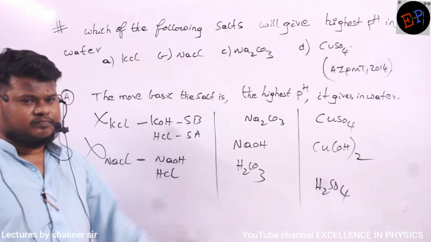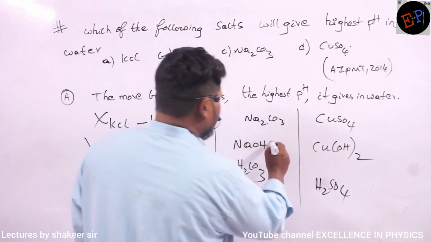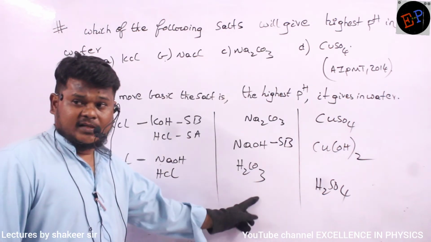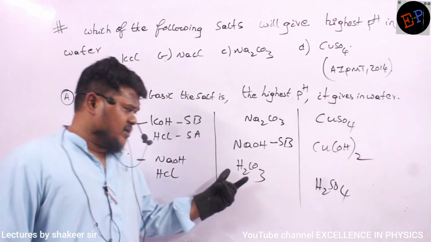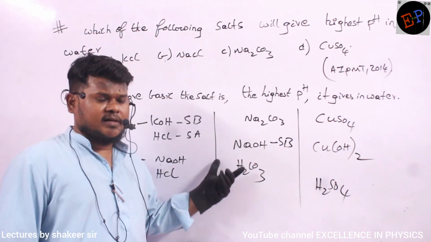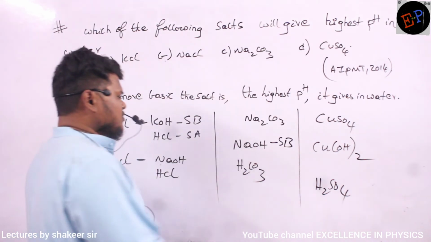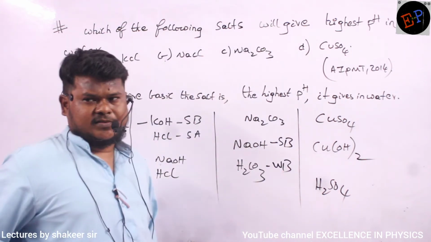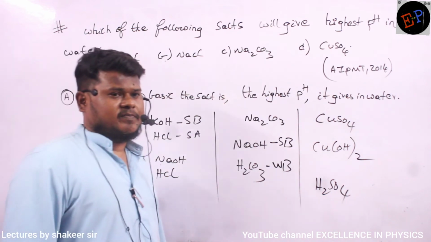What about these two? NaOH, strong base, no? H2CO3, weak acid. Already I said, wherever you find C, it means that the acid is an organic acid. And organic acids are always weaker. Understood, no? Cu(OH)2, strong base or weak base?